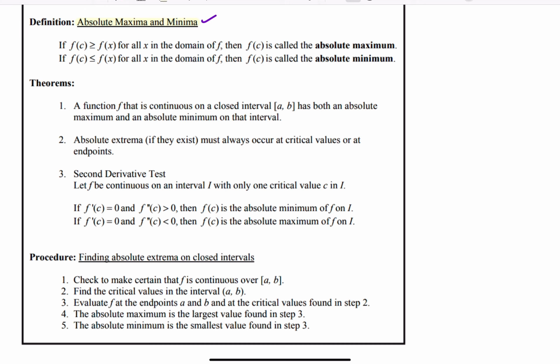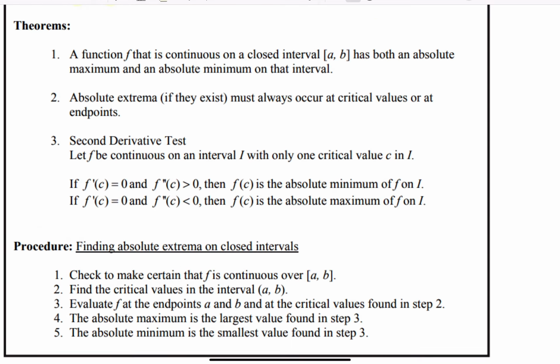So here, if f of c is greater than or equal to f of x for all x in the domain, then f of c is absolute maximum. And if f of c is less than or equal to f of x for all x in the domain, then f of c is absolute minimum. Now let's go ahead and take a look at theorems here.